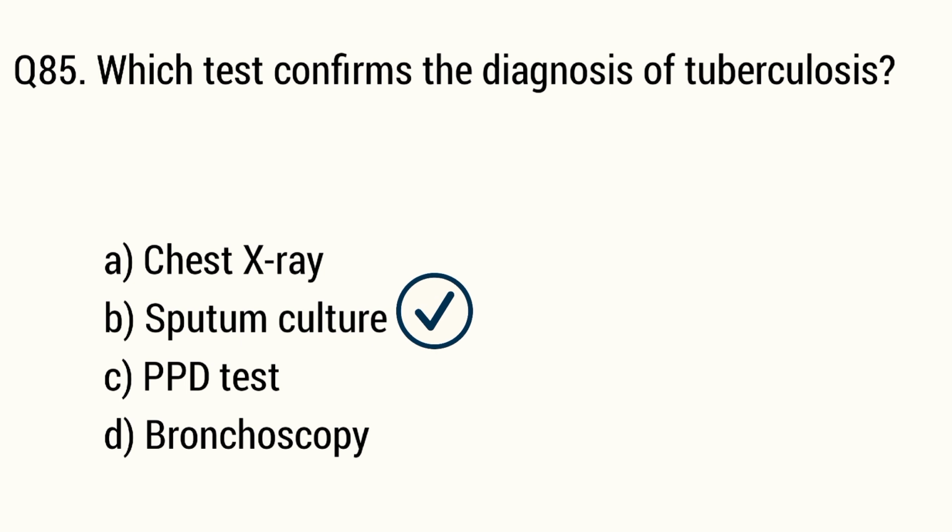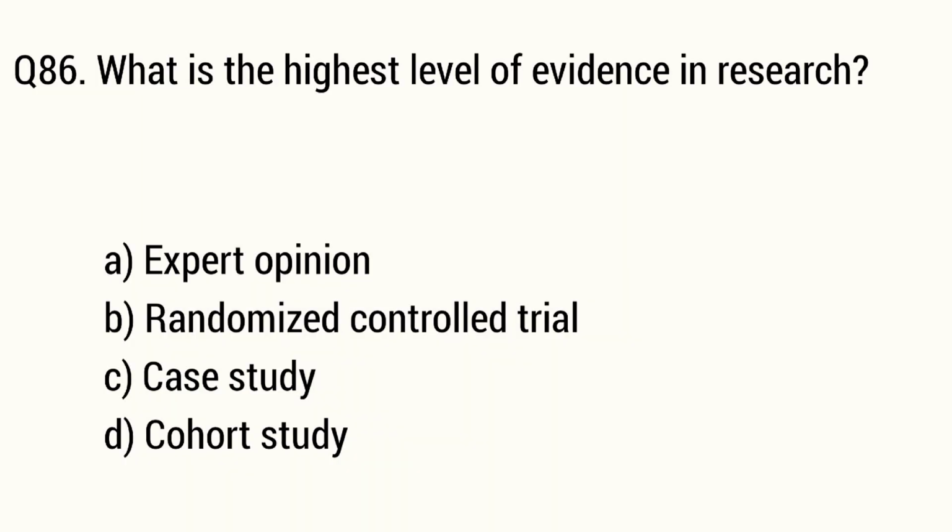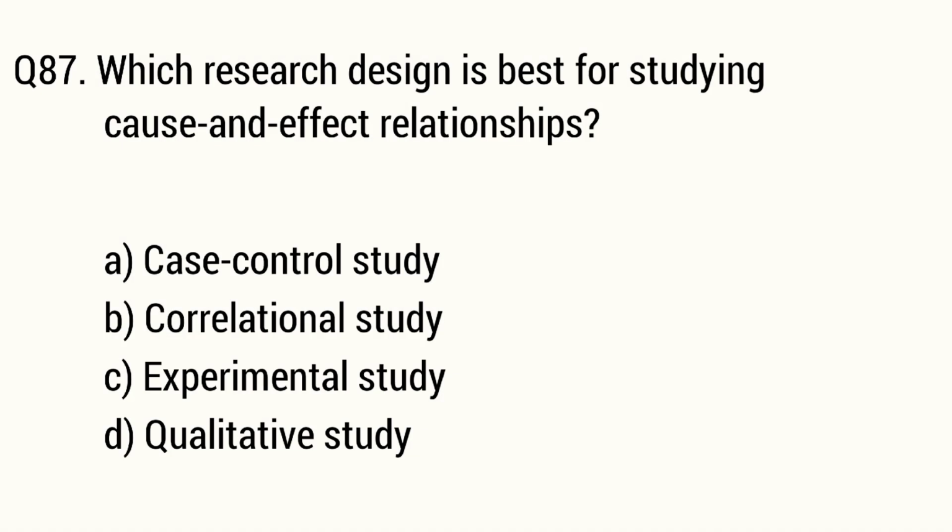Question number 86. What is the highest level of evidence in research? The right answer is option C. Randomized controlled trial. Question number 87. Which research design is best for studying cause and effect relationship? The right answer is option C. Experimental study.